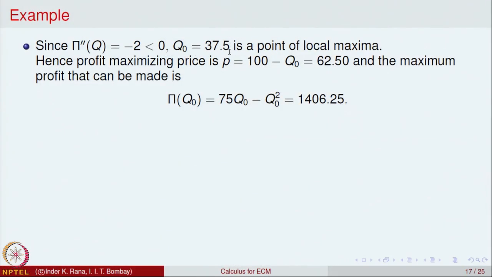So, what is the profit-maximizing price for the company? We put q into P equal to 100 minus q. So, q equal to 37.5 gives you P equal to 62.5 as the profit-maximizing price. This is the price at which the maximum profit can be made, and the maximum profit is found by putting that value q0 into the profit function π(q), and that gives you this value.